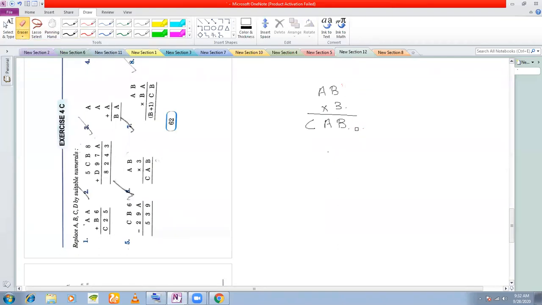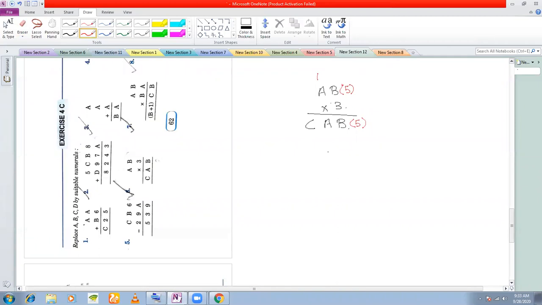With 3, will I get? Let's see. If I put 3, then I get 3 into 3, 9. Again with 3, I'm not getting. 4 also not possible, because 4 into 3 is 12. 5 into 3, 15. Yes, 5 may be possible. So if I put 5, I get 5 into 3, 15. So I get 5, and 1 is carry here.